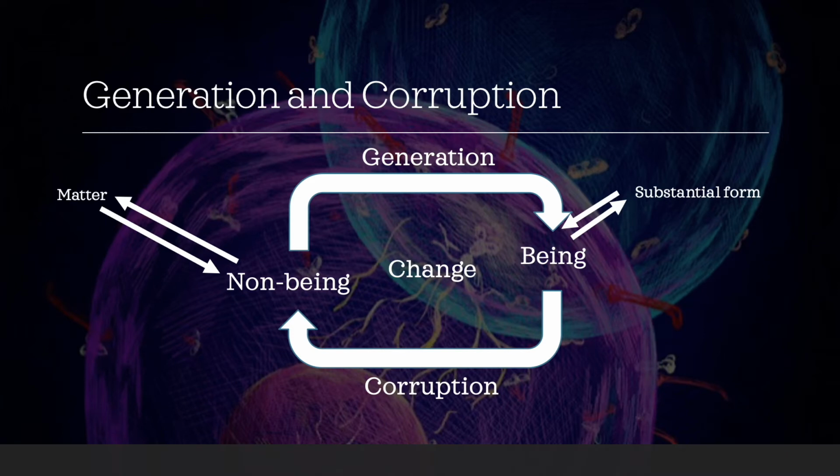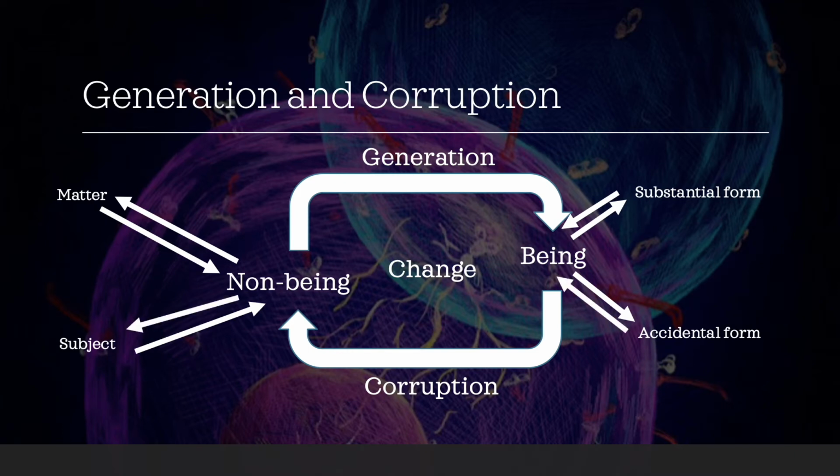substantial corruption. On the opposite end, if we move from some pre-existent subject, which is a non-being with respect to some accidental form, to the actual possession of that accidental form, then we have an accidental generation. If we go in the reverse direction and have a motion from the possession of some accidental form to non-being with respect to that accidental form in the same subject, then we have an accidental corruption.